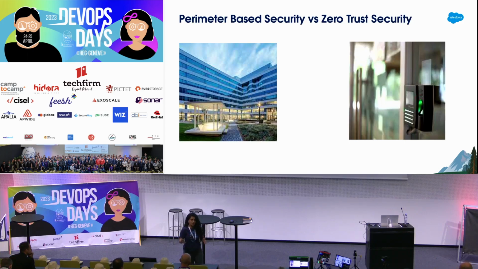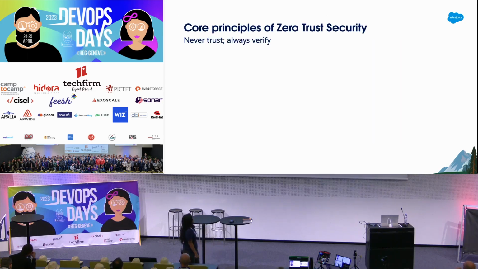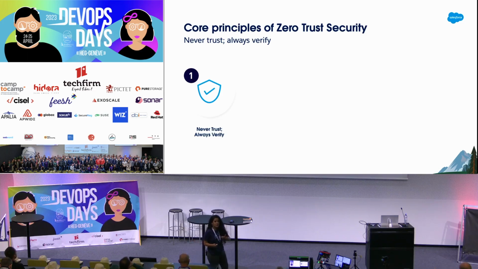And using this principle, you can take zero trust security ahead to different architectures, different ecosystems, different end systems, wherever you want to apply. Okay, so let us see what the actual core principles are apart from never trust, always verify. The first one, definitely, we have seen: never trust, always verify.